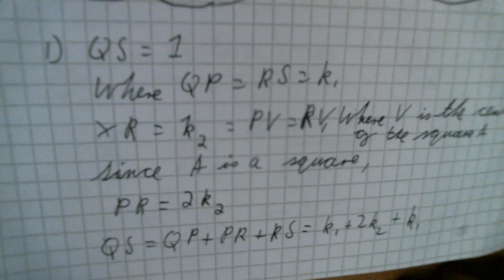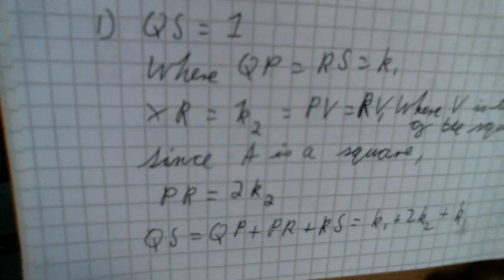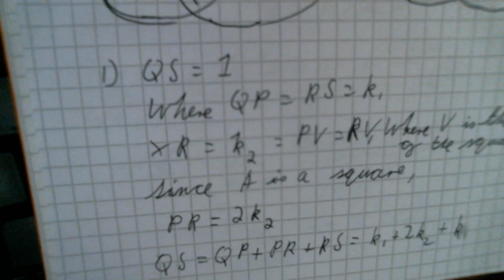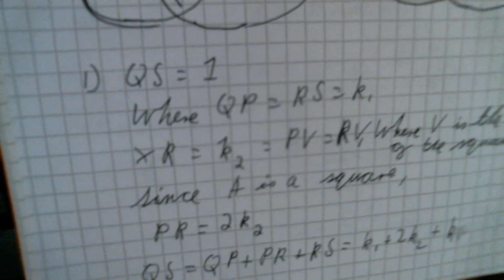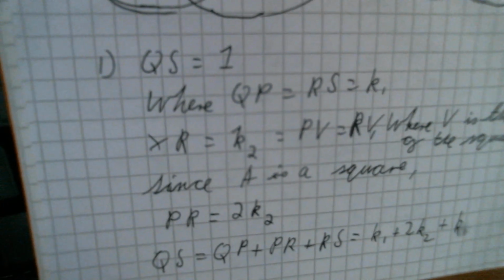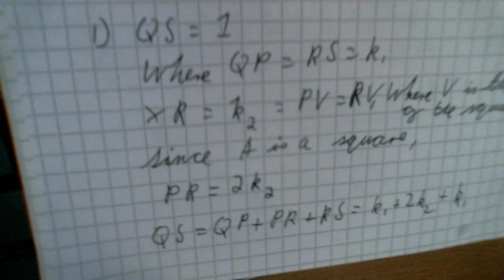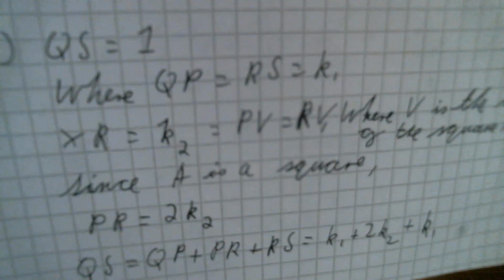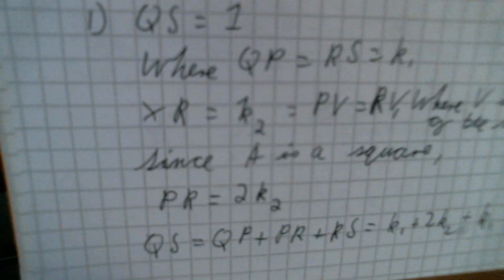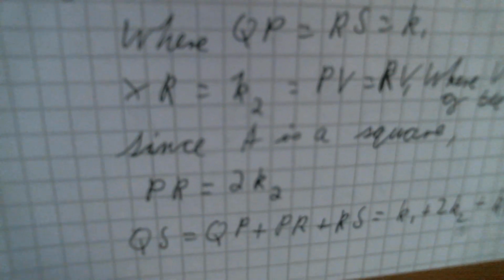Where QP and RS are equal to K1, K subscript 1, and XR is K2. Now, the fact that it's K2 is going to be really important because it's half the side length of the square. It is also equivalent to PV and VR simultaneously because, as I said, V is the center of the square A, as you can see right here. Since A is a square, PR is 2k2. Not 2k squared, just 2k2.